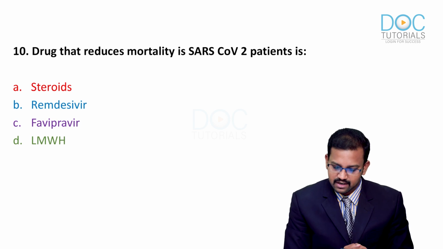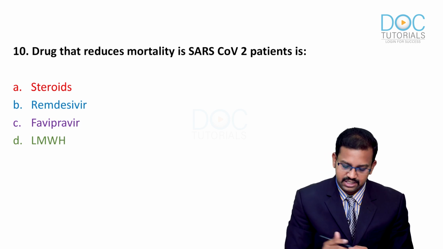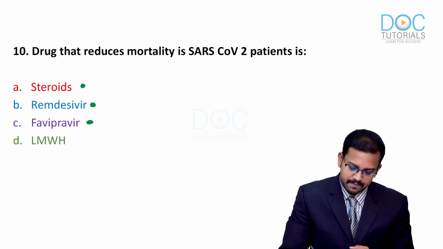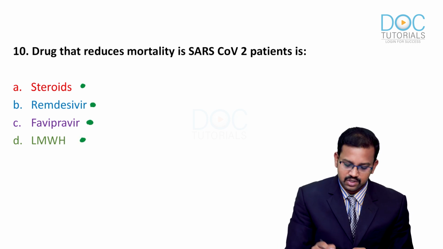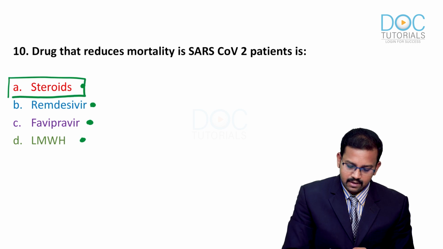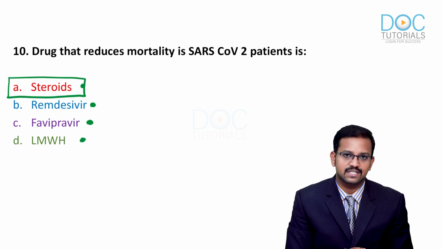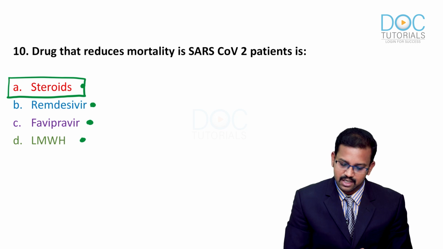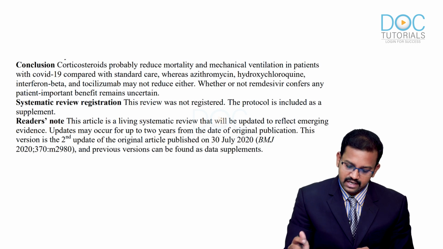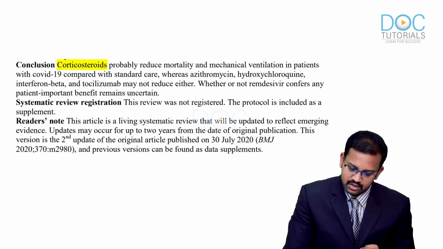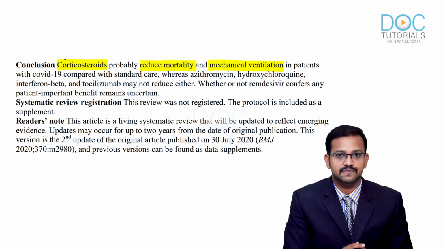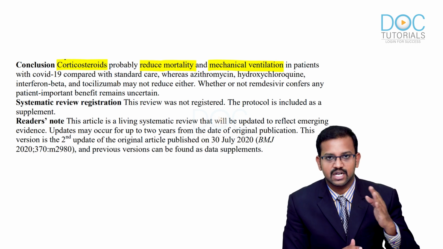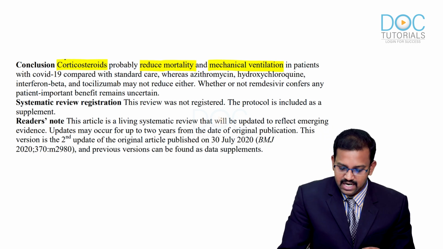Which drug reduces mortality in SARS-CoV-2 infected patients: steroids, Remdesivir, Favipiravir, or low molecular weight heparin? This question was asked last year in the National Board of Examinations. Steroids is the answer. It is purely taken from the living guidelines released by the WHO. It is stated clearly that corticosteroids probably reduce mortality and mechanical ventilation in patients with Covid-19, compared with standard care.